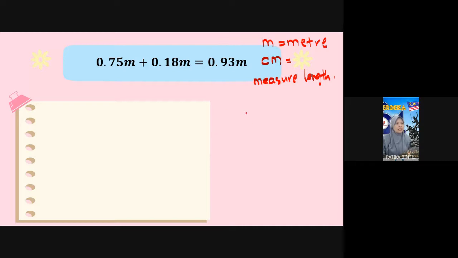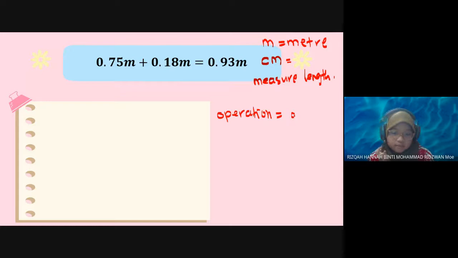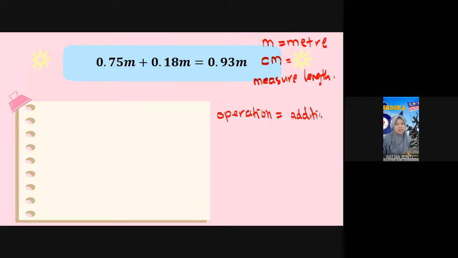Okay, so now kita baliklah kepada ini. Okay, apa tadi? Operation involved. Okay, what is the operation involved in this number sentence? Apa operationnya? What is the operation involved in this number sentence? Class? Addition. Yes, addition. Obviously, addition dekat sini.